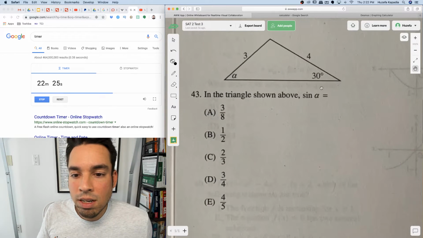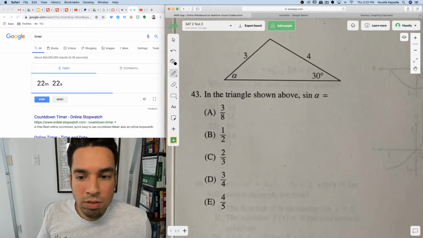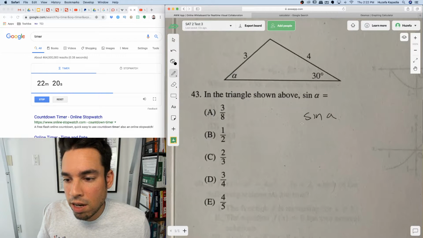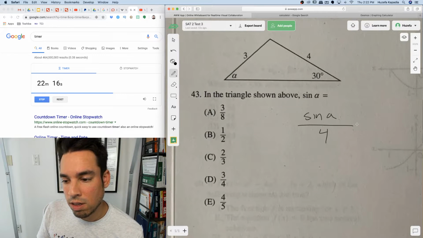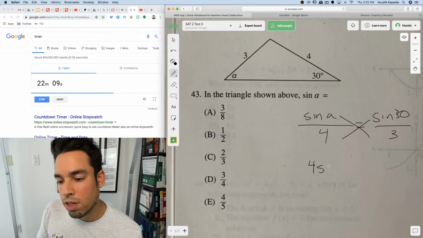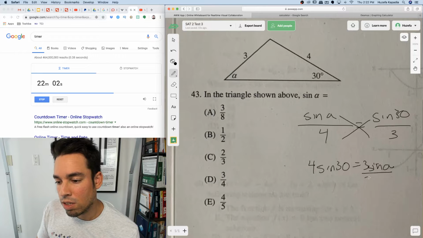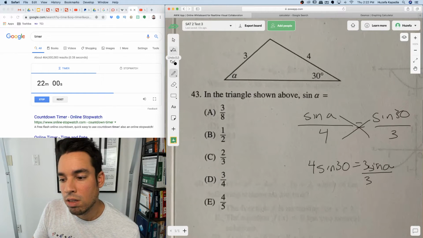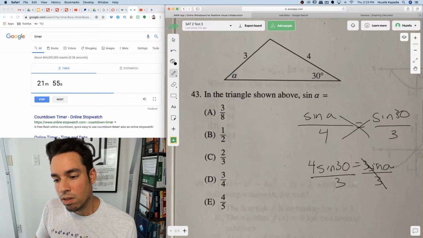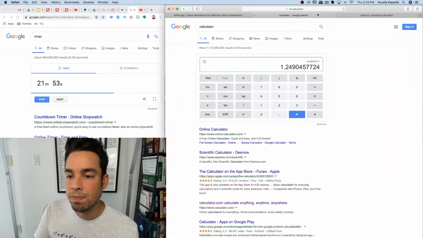The triangle shown above, sine of A is... okay, we're using the law of sines. So sine of A over alpha, but I'll just say A over 4. It's sine of this over its opposite side equals sine of 30 over 3. Cross multiply: 4 sine of 30 equals 3 sine of alpha, or A. And then we divide both sides by 3. So then it's 4 sine of 30.